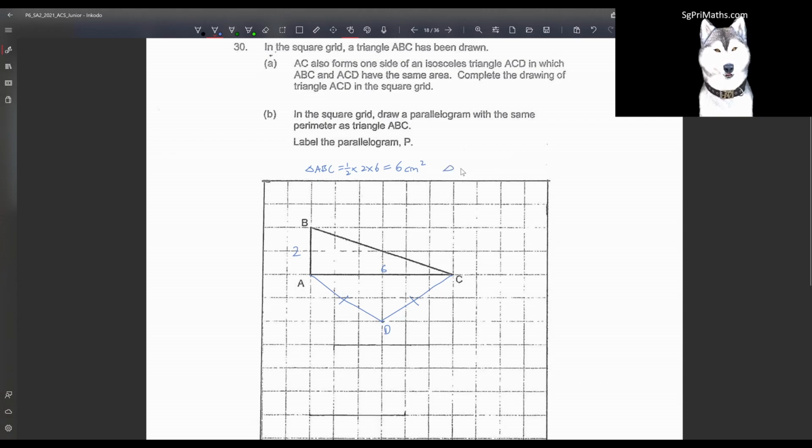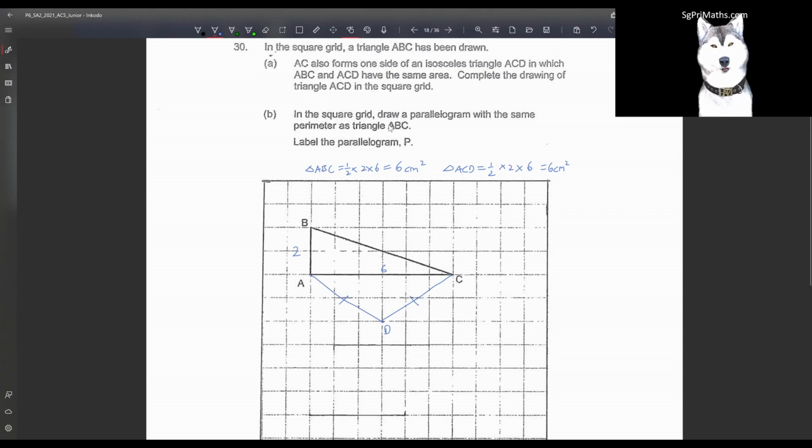So the area of ACD equals half. The height here is also 2, and the base is 6. So this will give us 6 cm square. Okay, so we got triangle ACD, same area, and isosceles. So that's it for question A.